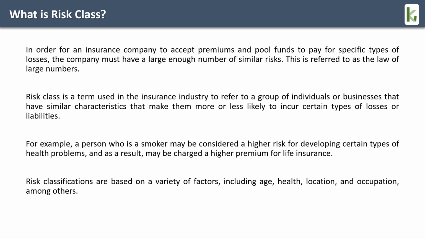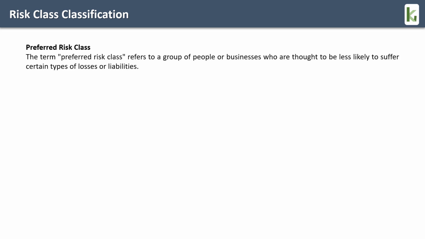Now let's look at risk class classification. Based on general rules of risk selection, the insured can be classified as belonging to 4 risk classes. The very first is preferred risk class. The term preferred risk class refers to a group of people or businesses who are thought to be less likely to suffer certain types of losses or liabilities.